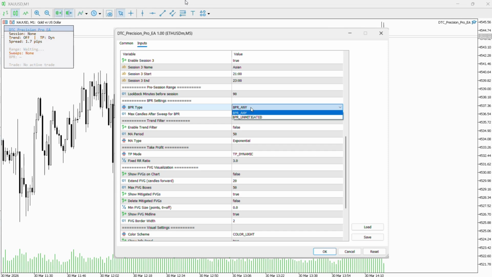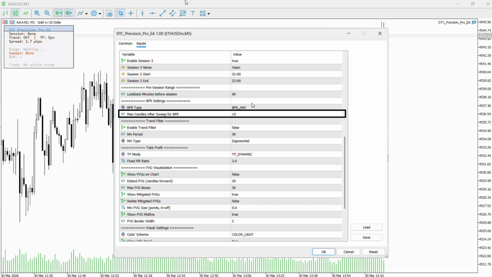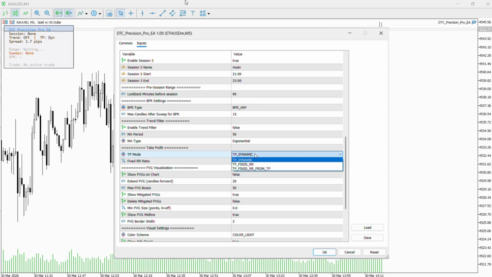Use unmitigated for higher quality setups. BPR window sets how many bars after the sweep the bot will look for a BPR. Default is 15. If no BPR forms within this window, the sweep is effectively ignored. 3 TP modes. Dynamic sets TP at the opposite end of the range.